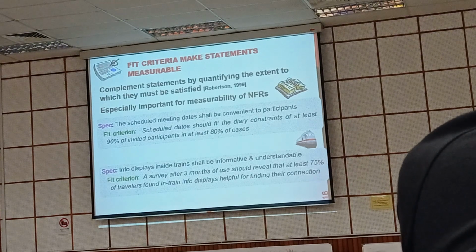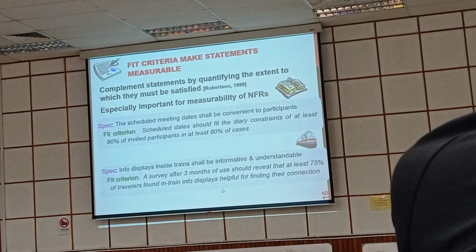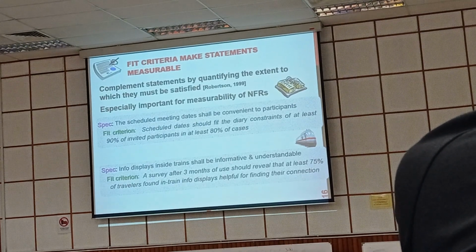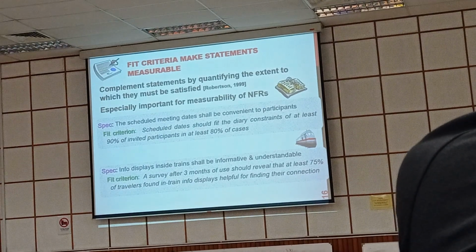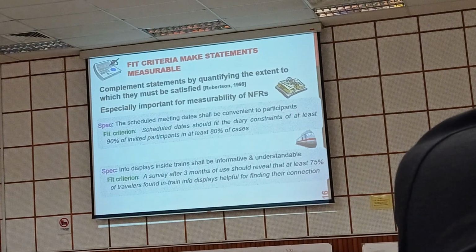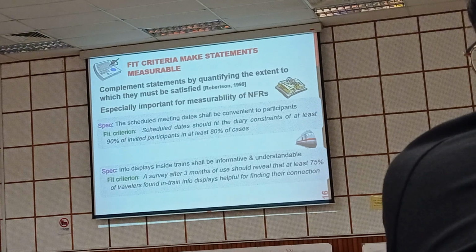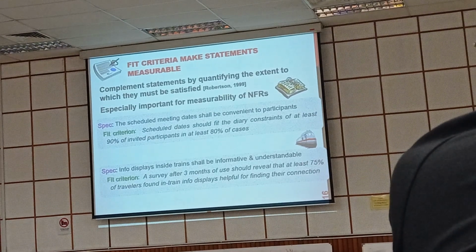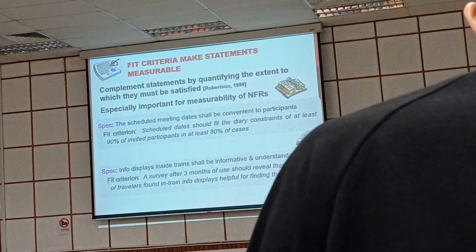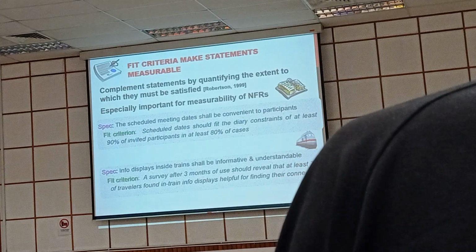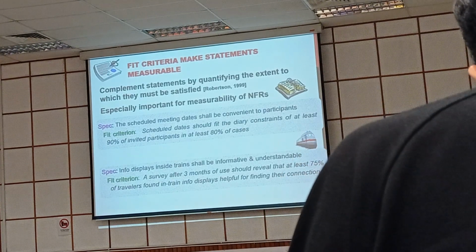Another good example, look at the next one. Info display inside the train shall be informative and understandable. Very subjective. What do you mean by informative? How much information? This much is informative? This much? How do you define this? And then I always see students write, the system should have a low downtime. Low downtime. What is low for you? How long down is low for you?